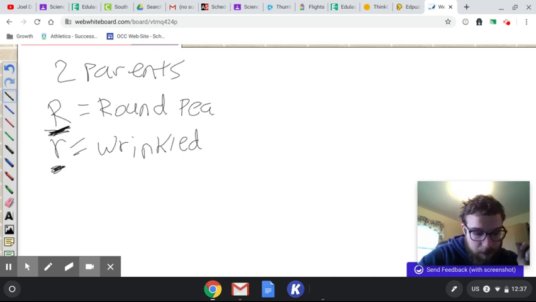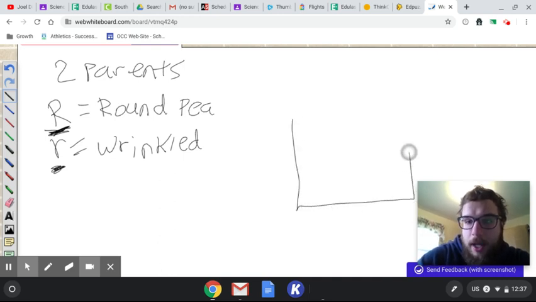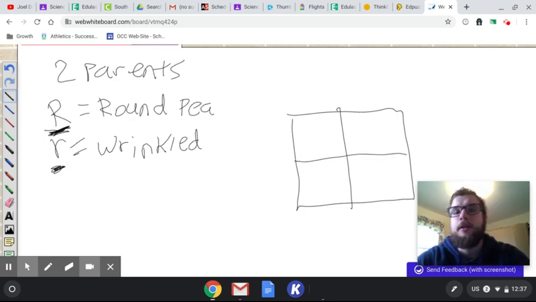All right. So a Punnett square looks like a window. It's always going to start off like this, and then you're going to draw a little cross through it, and you've got your window.